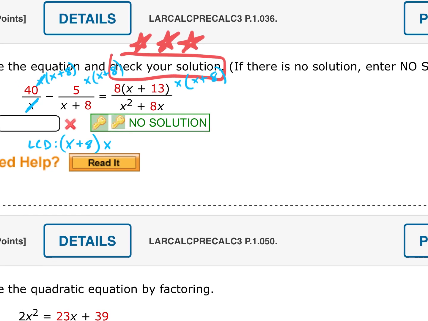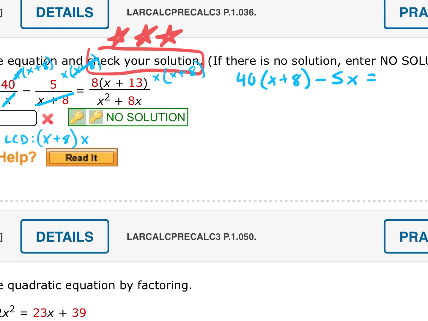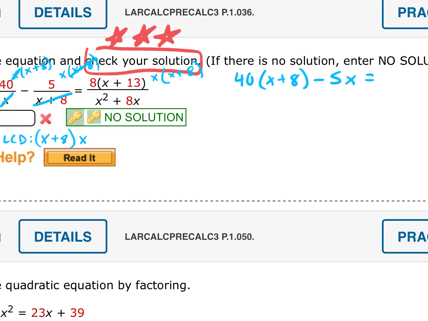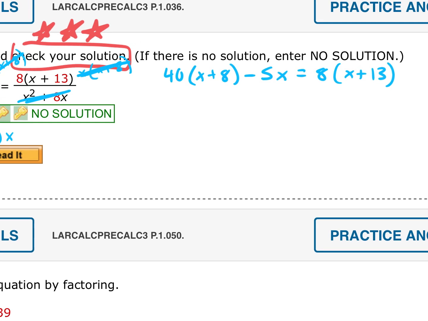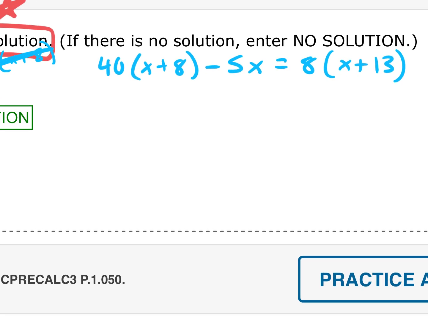So in my first one, I have 40 times x plus 8. Then x plus 8's cancel in my next fraction, so this would be minus 5x is equal to, here, x squared plus 8x is x times x plus 8, so it cancels out. So then on top, we just have 8 times x plus 13. Sometimes you may have to factor one of your denominators to see what your factors are, to see what belongs in the least common denominator. From here, we can just solve.